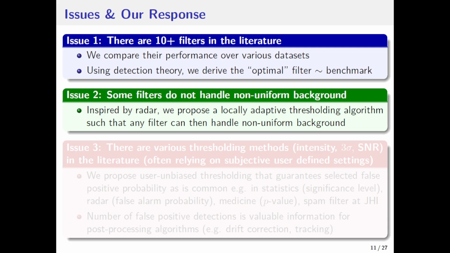So we were inspired by the radar field, where I worked a couple of years ago, and adapted what's called an adaptive thresholding operation, which adapts to potentially non-uniform background in such a way that any filter can handle non-uniform background.